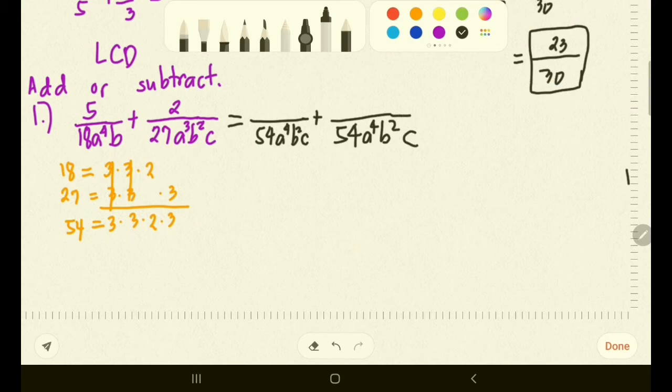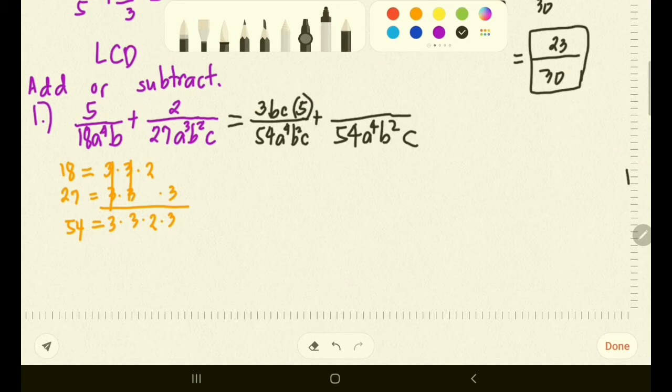Now, again, divide the LCD by the existing denominator. 54 divided by 18 is 3. Then, a to the power of 4 divided by a to the power of 4 is 1, so times 3 is still 3. b squared divided by b is b. And there's no c there, so c divided by 1 is c. Then, times 5.